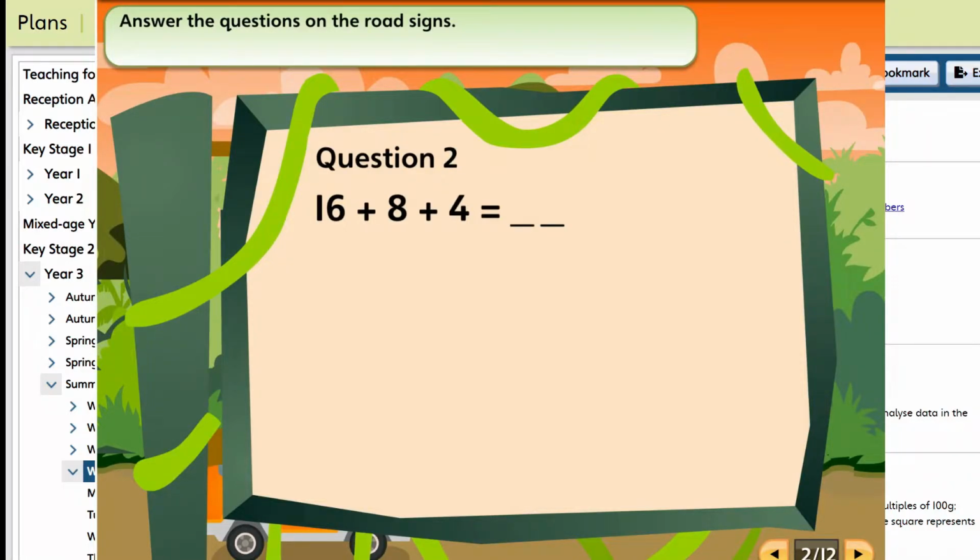Question 2. 16 plus 8 plus 4 equals what? Remember, you don't have to add the numbers up in the order they're given. So if you can see any number bonds in a sum that will help you, I suggest you do those first.